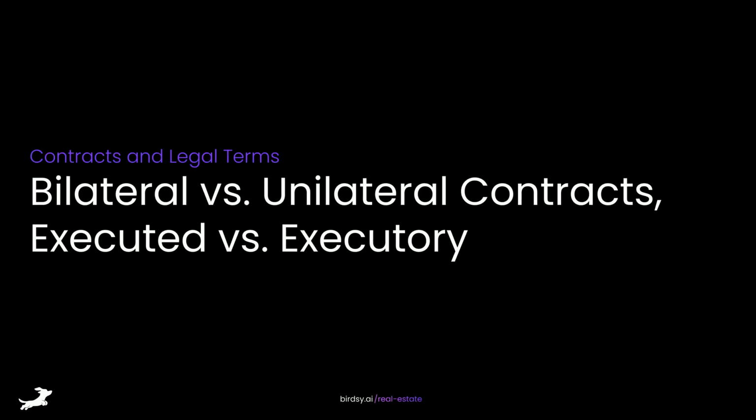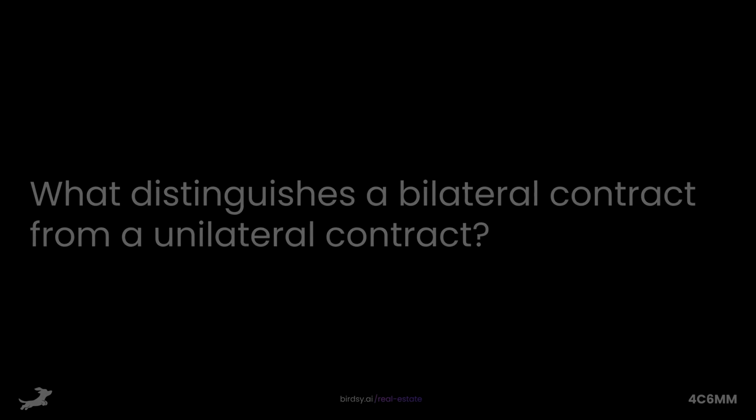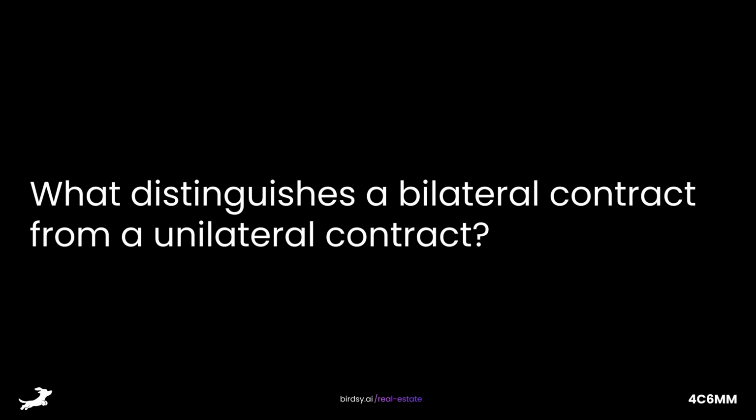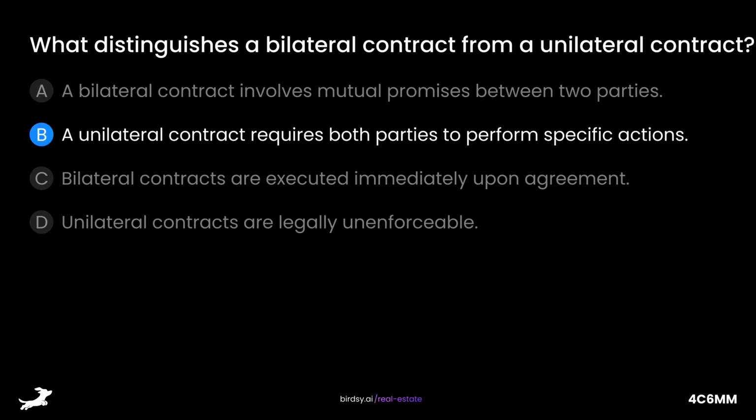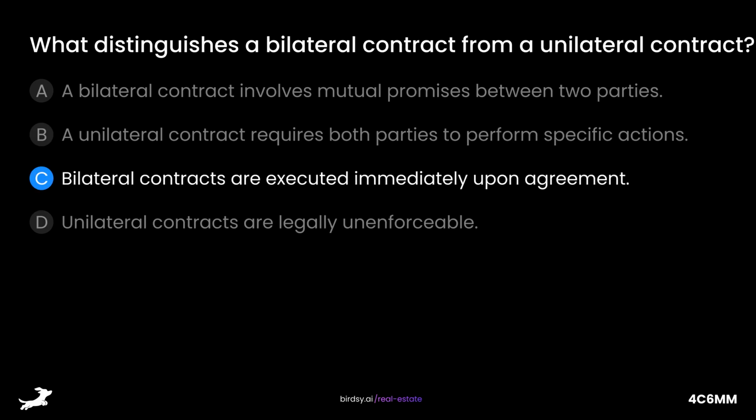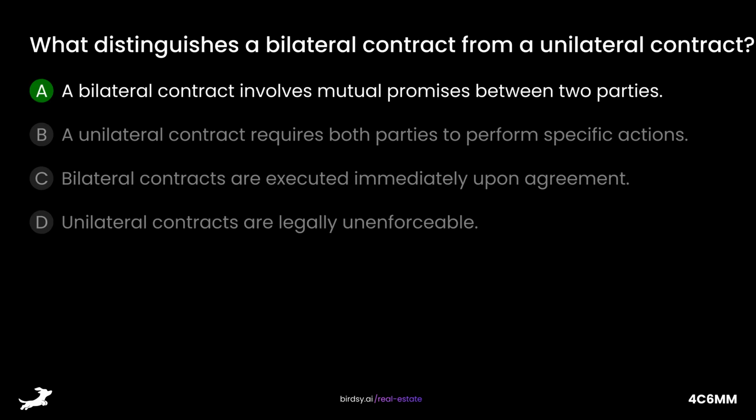Bilateral versus unilateral contracts, executed versus executory. What distinguishes a bilateral contract from a unilateral contract? Is it A, a bilateral contract involves mutual promises between two parties, B, a unilateral contract requires both parties to perform specific actions, C, bilateral contracts are executed immediately upon agreement, or D, unilateral contracts are legally unenforceable? The answer is A, a bilateral contract involves mutual promises between two parties.